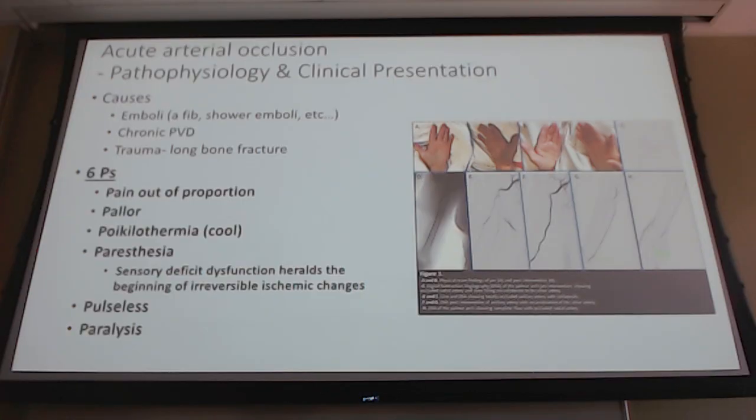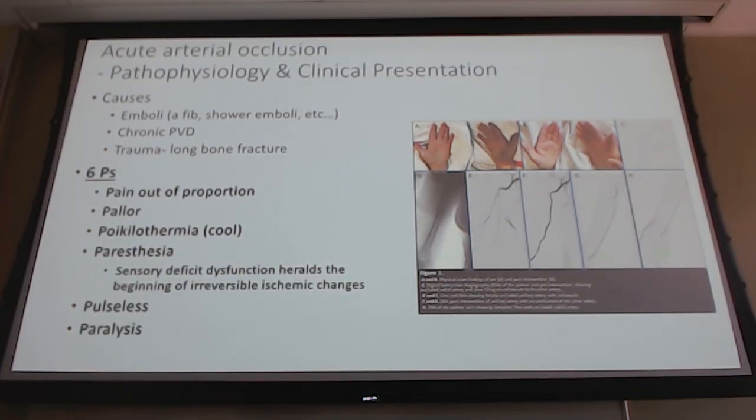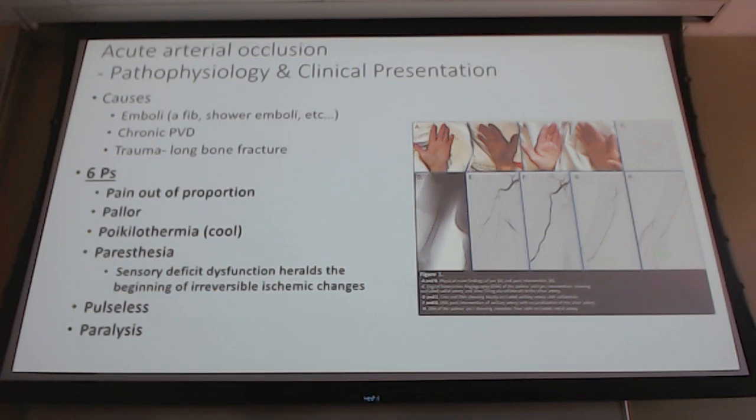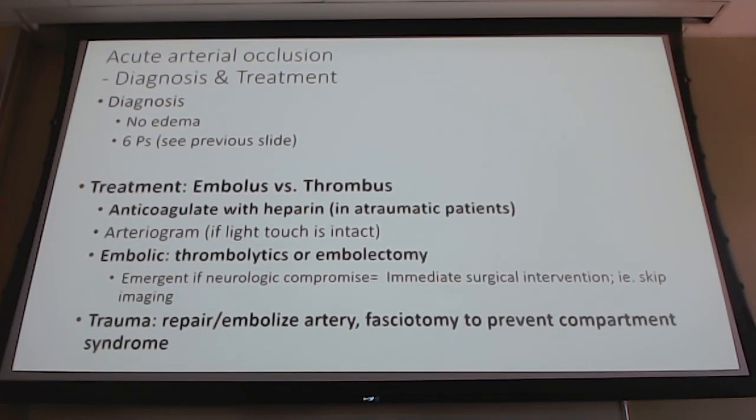Now, I put these in order. Pain out of proportion is your first sign, okay? If you get to pulselessness or paralysis, you are too late in your diagnosis, and most likely muscle has died, and you will have permanent damage. Okay, so that is in order. We want to try to catch it when it is that pain out of proportion.